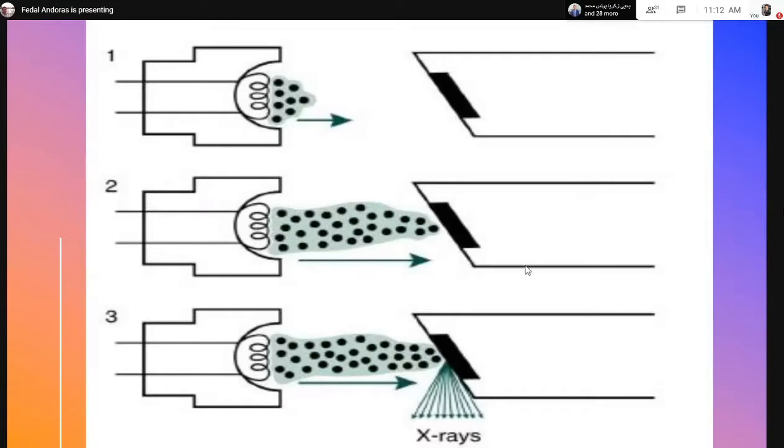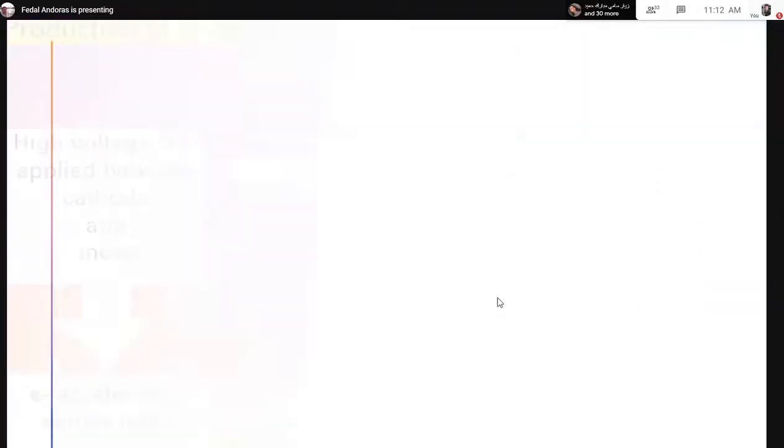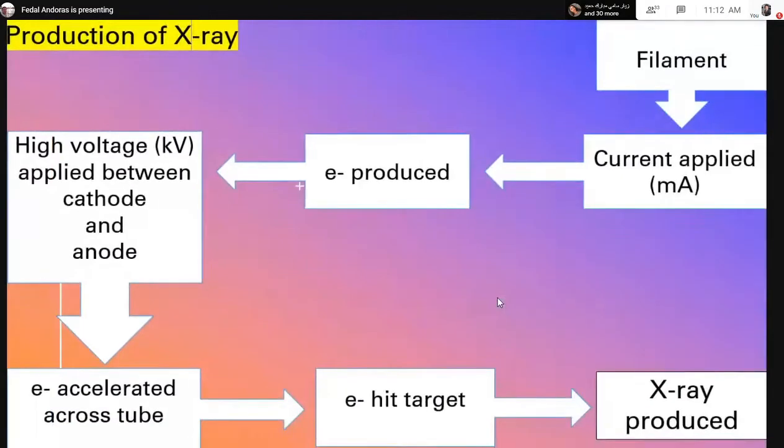So these are the 3 steps. First, setting the control panel on without pressing the exposure button, so you get the cloud of electrons. Then pressing the exposure button, or what we call a dead man switch, so the electron cloud will be accelerated to the anode. And thirdly, when these electrons hit the target, X-ray plus heat will be produced.